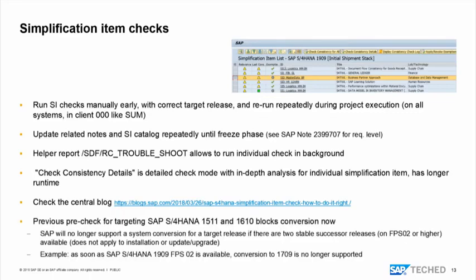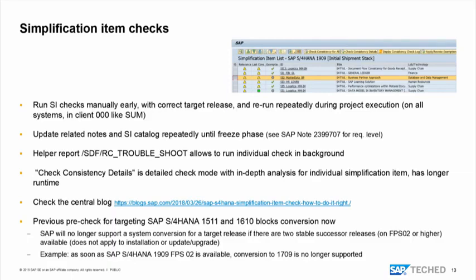Finally, a remark on the previous old releases, S/4HANA 1511 and 1610. As mentioned, with these releases we had a previous check framework that was replaced by a new one with 1709. And this previous check framework, if you would use it for targeting one of these old releases, would tell you it's too late, we do not support a conversion to these old S/4HANA releases any longer.